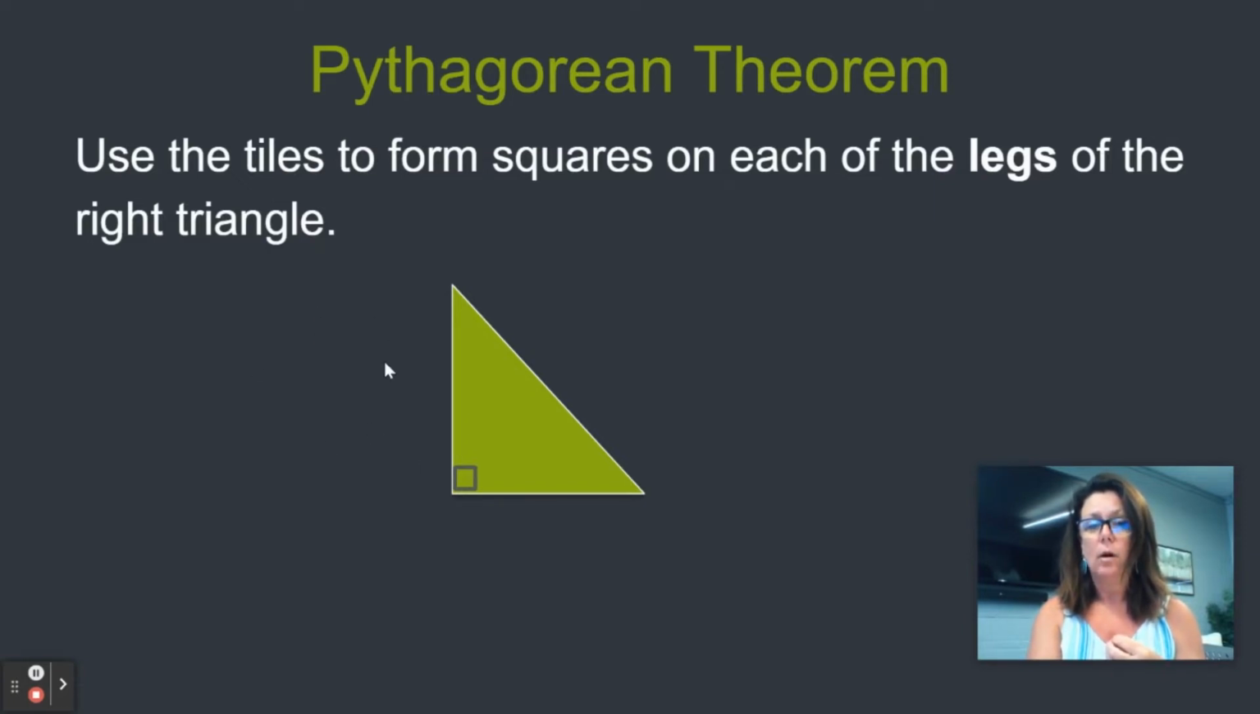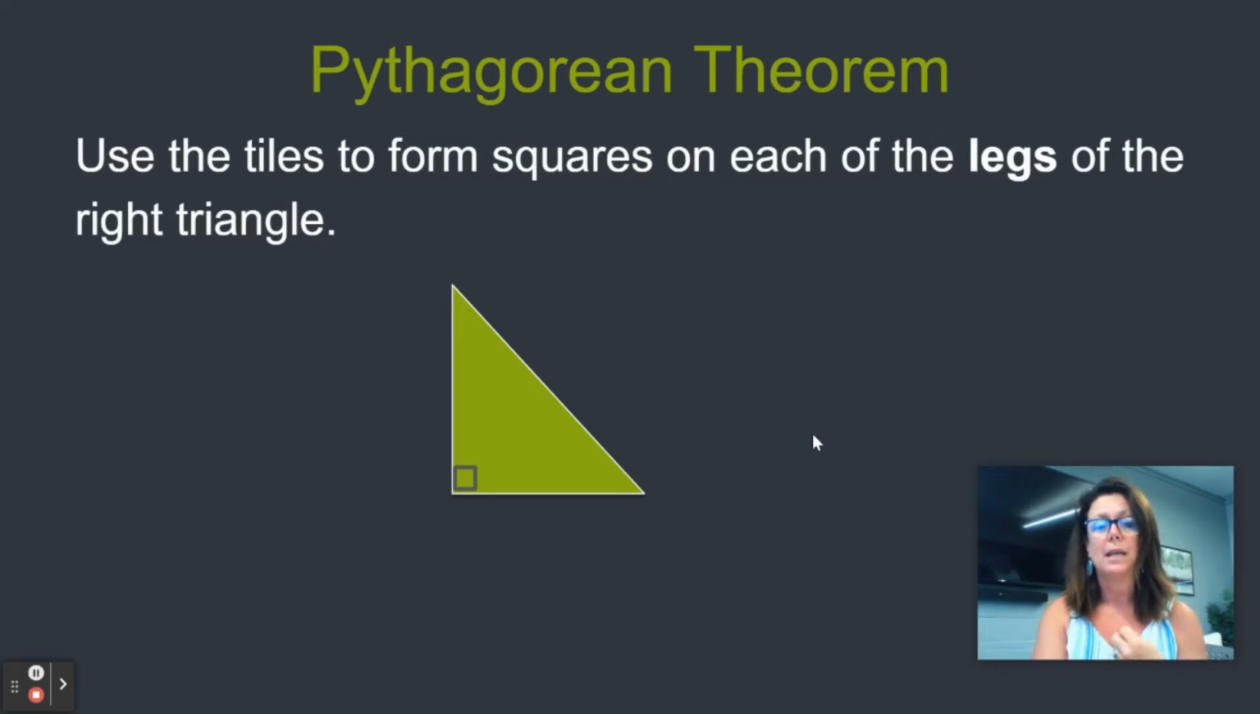And what it's saying is the area that can be formed on this side of the right triangle, one of the legs, added to the area formed by the other leg. When you add them together, their sum will equal the area that would be created if you built a square, a beautiful, perfect square on the side of the hypotenuse. Very simple.